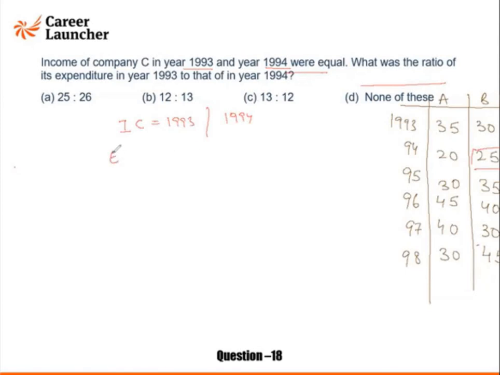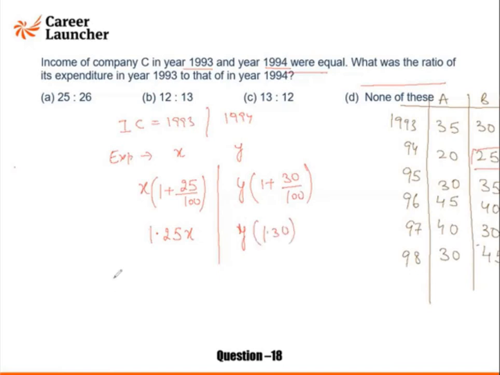So what should we do? We assume the expenditure. Expenditure of company C in 1993 is X and in 1994 is Y. This is what we need to do. Let's talk about the income of 1993. In 1993, the profit is not 30%, guys, it's 25%. So I'm using the multiplication factor directly, 1 plus 25 by 100, or I can simply say 1.25X. And in 1994, it will be Y times (1 plus 30 by 100), so it's Y into 1.3. And this is income. This is also income. They are equal. This is given to me. So I need to find the ratio of X by Y.